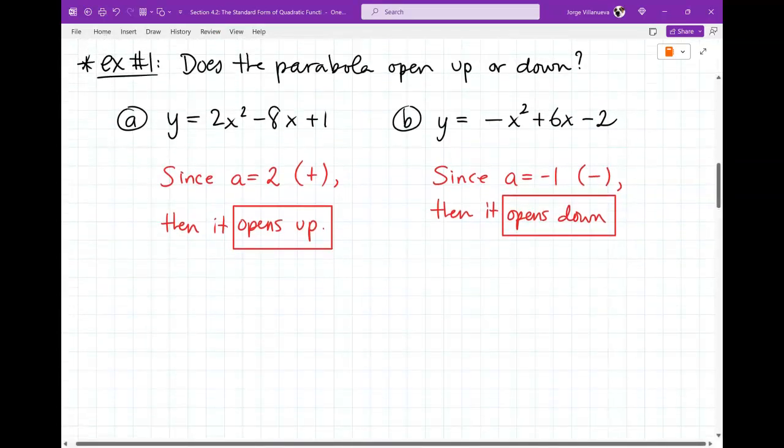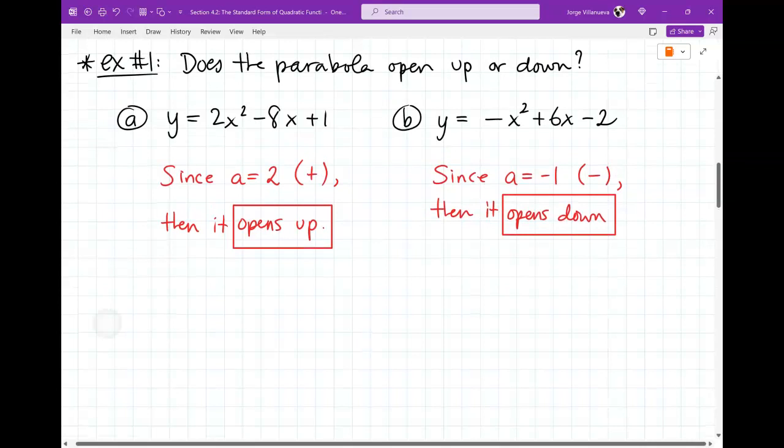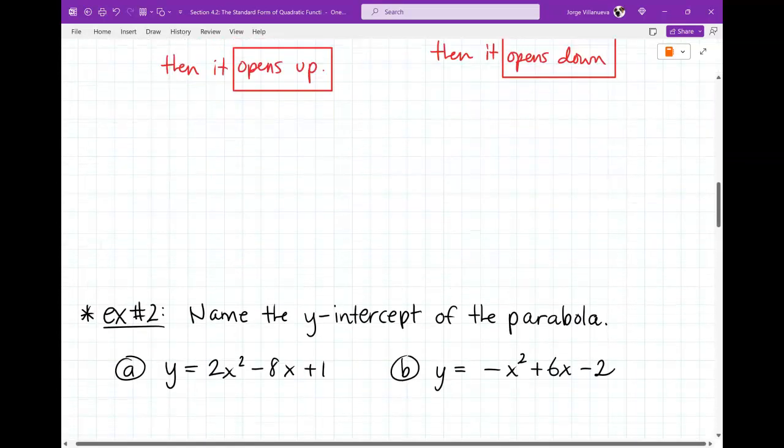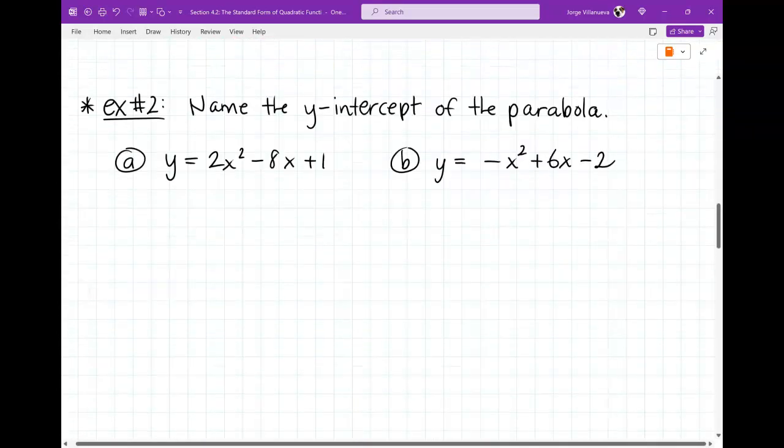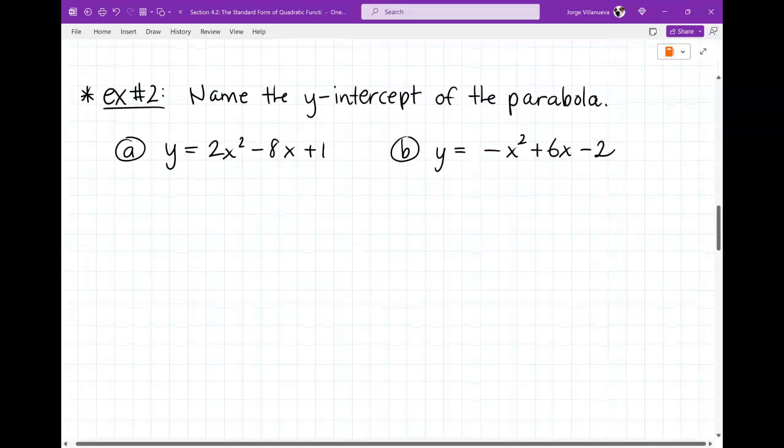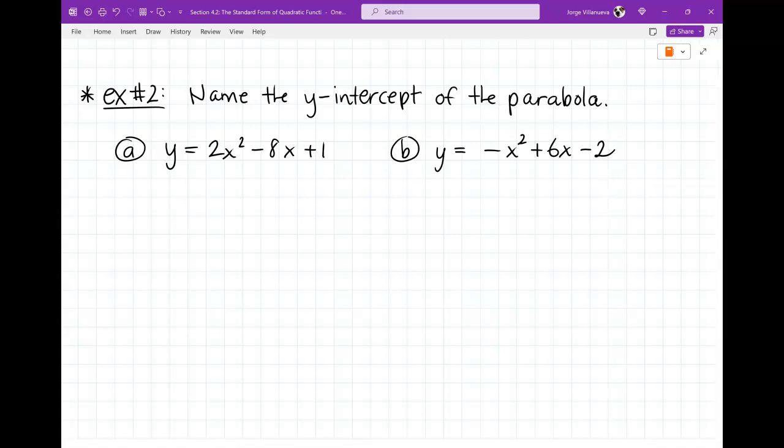Now, I'm going to move on to example 2, and then we're going to use our computers at that point, okay? You're going to notice example 2, they're the same problems we did for example 1, but I'm just going to ask you a different question. And then we're going to use Desmos to check. Example 2 says, name the y-intercept of the parabola.